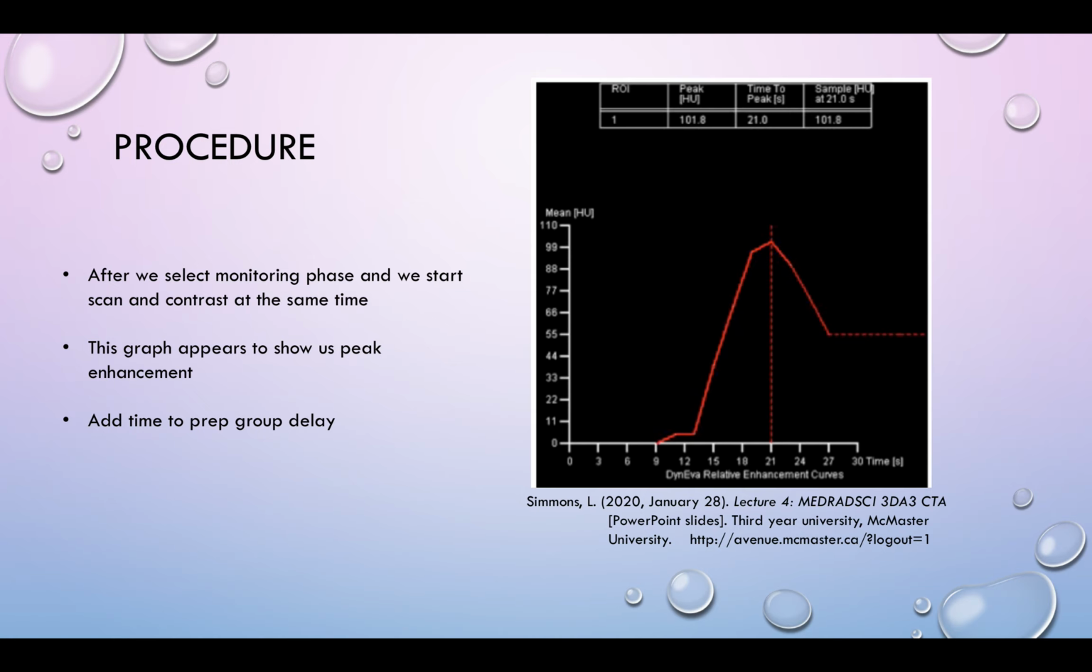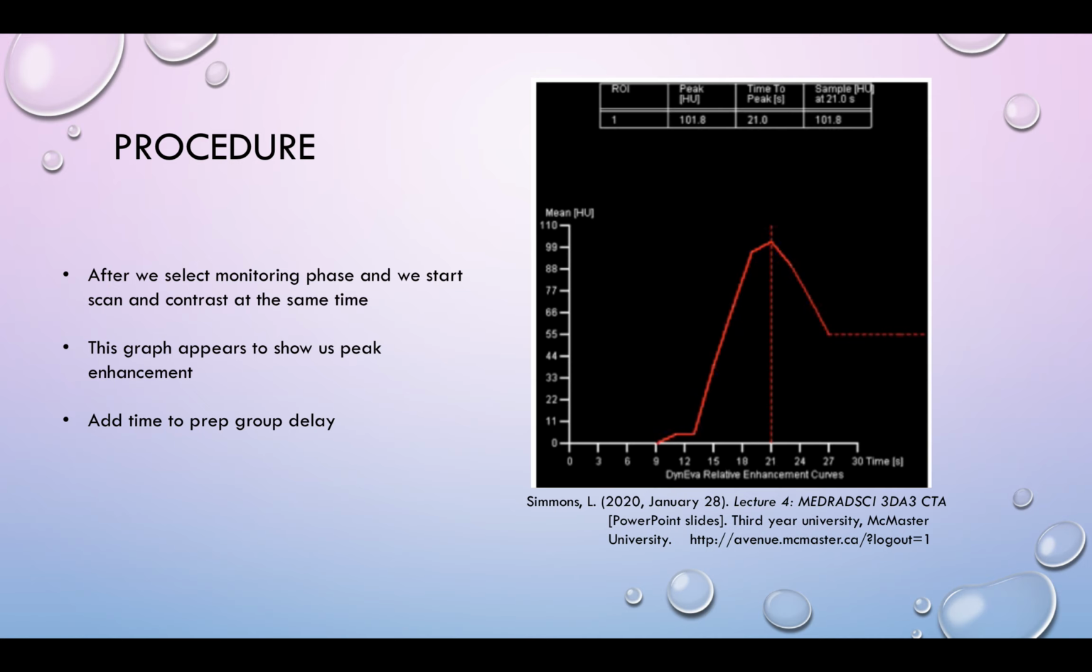Make sure to move the table first, then start the scan and contrast injector at the same time. A small graph will appear on the right monitor, which will let us know when we've reached optimal opacification of the vessel, where the graph reaches its highest peak.